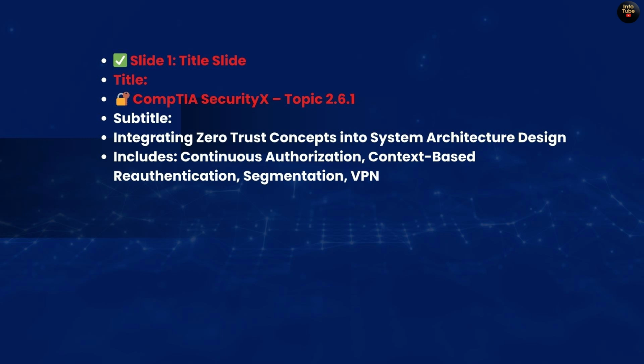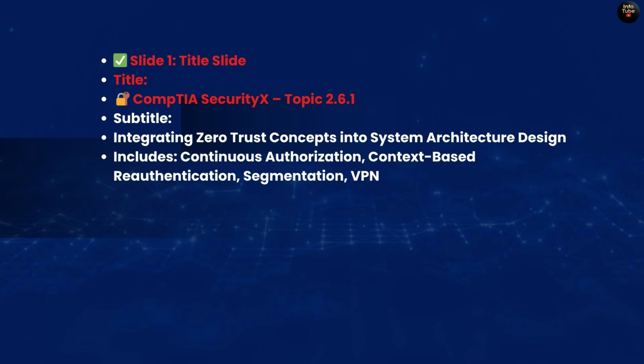Today, we're diving into Topic 2.6.1, Integrating Zero Trust Concepts into System Architecture Design. This topic focuses on applying continuous authorization, context-based reauthentication, and secure network architecture using segmentation, microsegmentation, VPN, and Always-On VPN. These are critical components in designing secure, modern enterprise systems. Let's begin with continuous authorization.